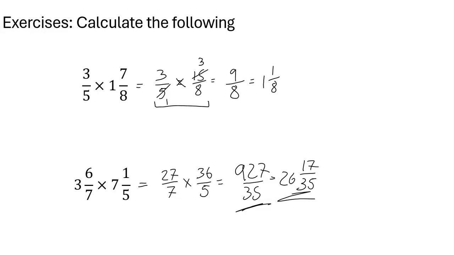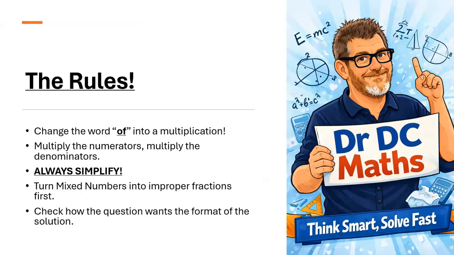We've given ourselves this skill and we have to make sure we follow the rules. Firstly, we said change the word of into a multiplication. If it appears there, change it into a multiplication. We then make sure we multiply the numerators and we multiply the denominators together. We always simplify. That second step was when we were looking at mixed numbers. We always turn the mixed numbers into improper fractions first. Key thing at the end, check how the question wants the format of the solution.